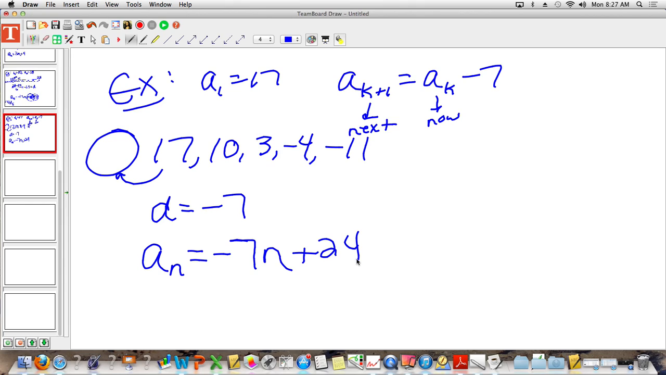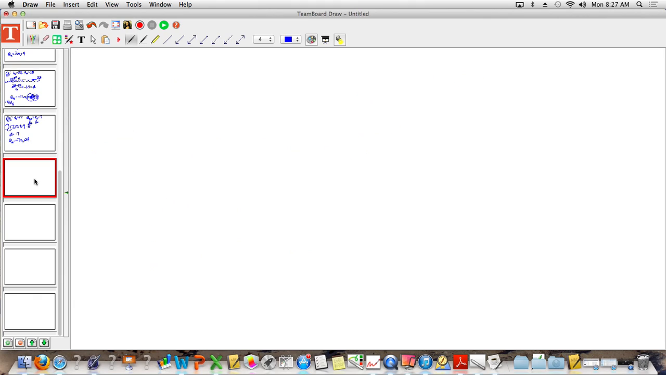Now I'm debating right now if I want to go on to this, and I think I'm going to. Let's go on to this. We are going to talk about how to find the sum of a finite arithmetic sequence. Is this still 8.2? Yep, still 8.2.